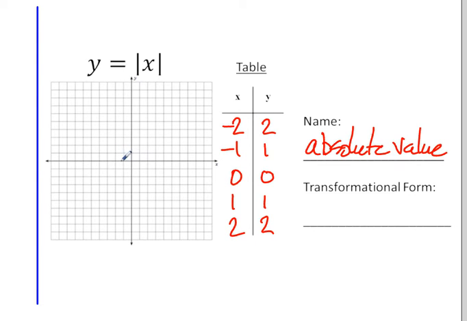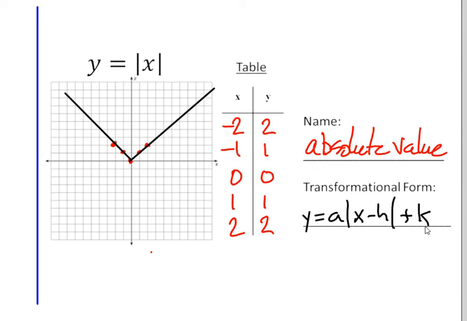So let's plot each of these. -2, +2, -1, +1, 0, 0, 1, 1, and 2, 2. So we end up with this very V shape to our graph. It is not a parabola, it is more like a V. The transformational form is very similar to the transformational form for cubics. It is y equals a times the absolute value of x minus h and plus k. Again, remember, this is a mother function.